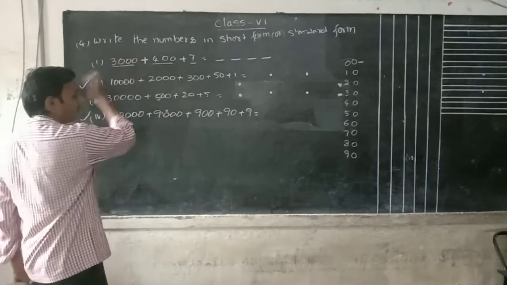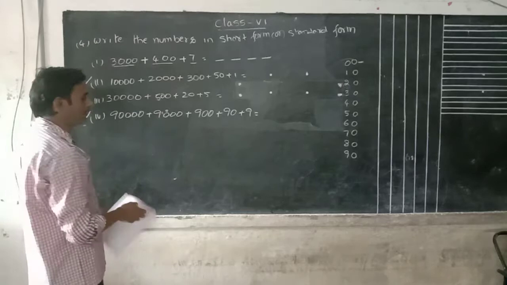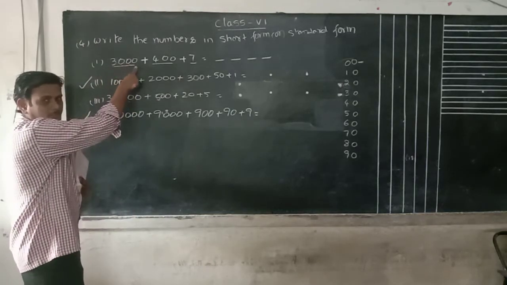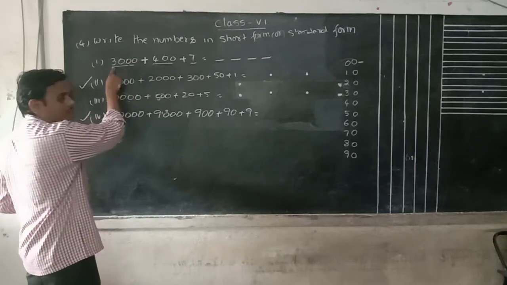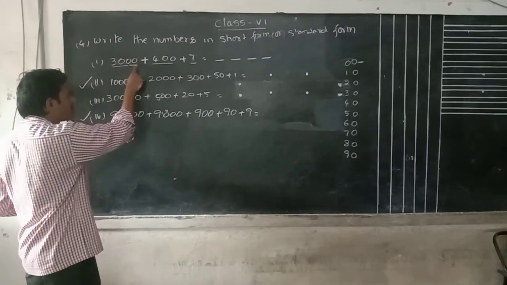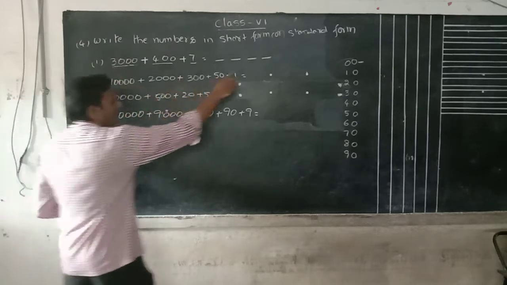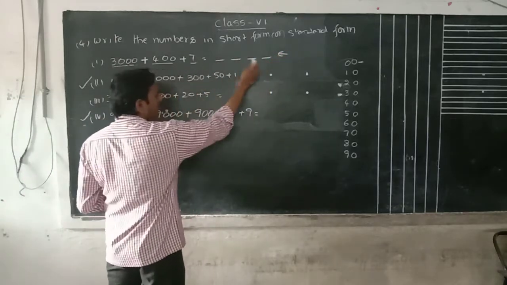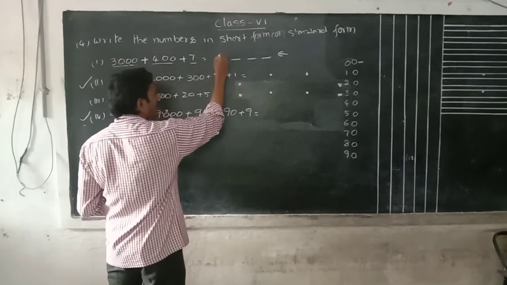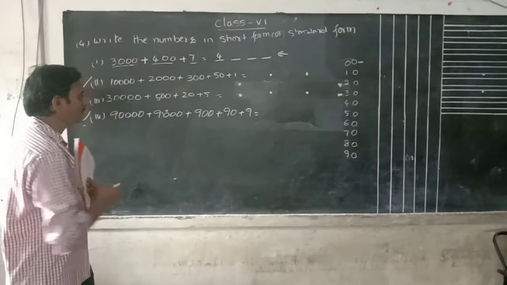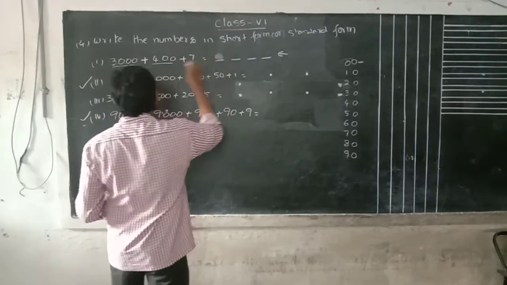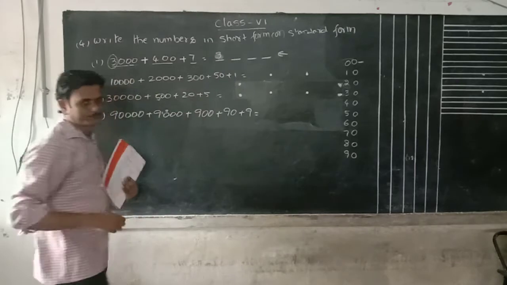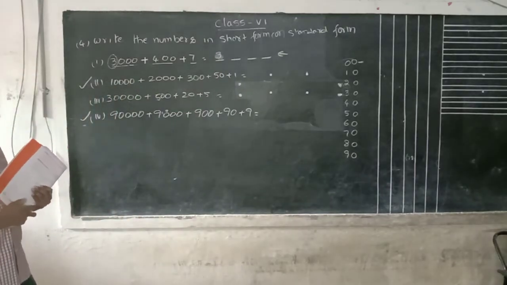Now how do you count from plus onwards? That means number right side onwards. Ones, tens, hundreds, thousands. First place, second place, third place, fourth place. Always you have to fill from right side only. Fourth place is thousands. So we have to fill the fourth place with 3.